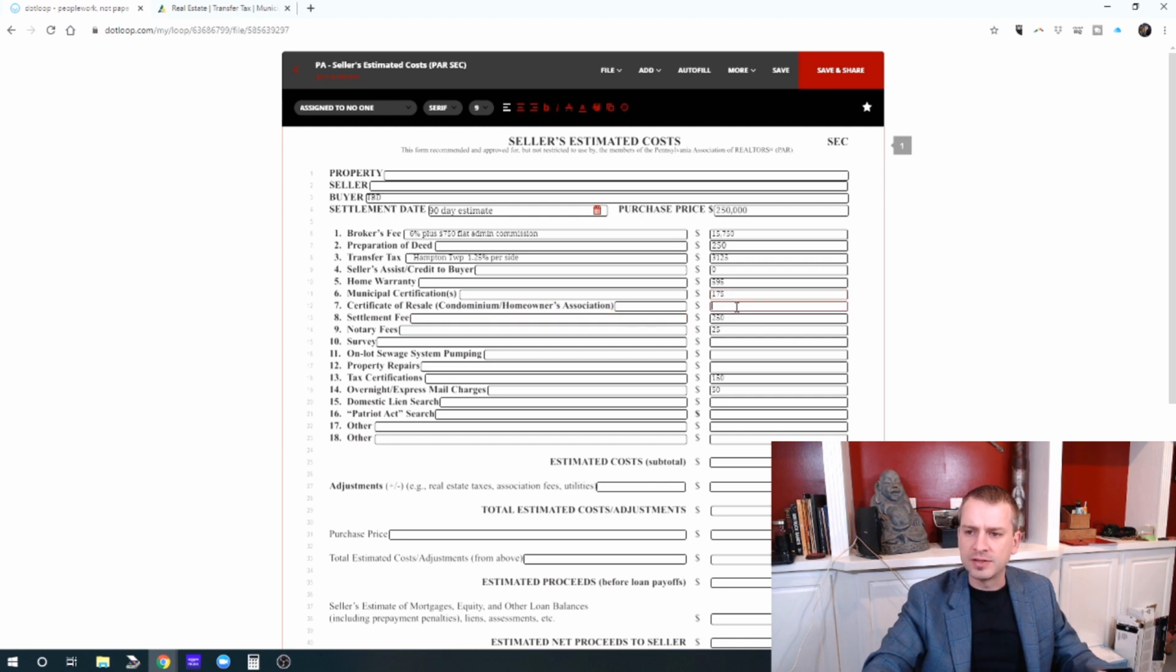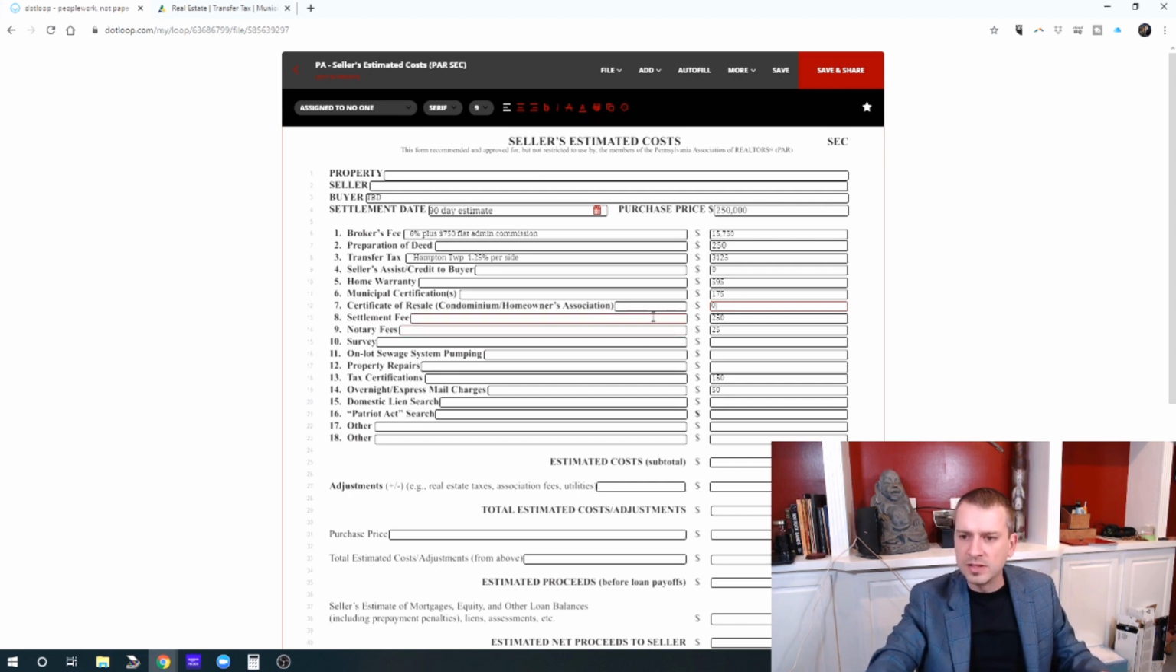Certificate of resale. If this property were in a homeowners association or condo, sometimes they have a cost to do a certificate of resale, and you would want to check with the condo association, make sure the seller is getting the certificate of resale ahead of time if possible, and find out what that cost is. A lot of times the seller can pay for that outside of closing, so it's not necessarily something you're calculating here.